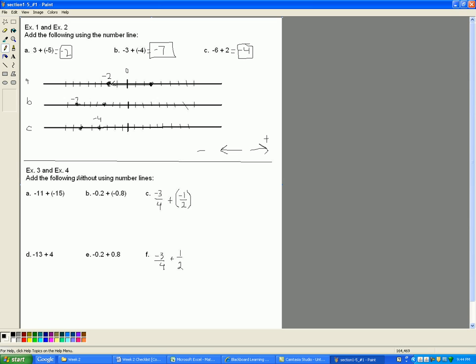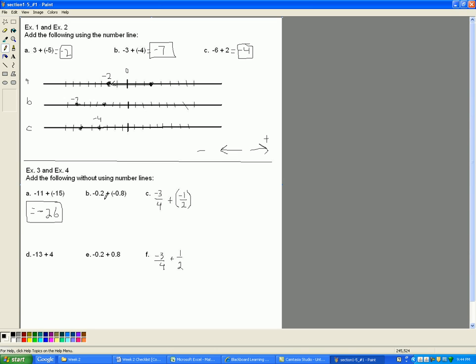Example 3 and 4 are also going to be kind of combined. They're going to ask us to add these without using the number lines. So just take into account what we found here. What we're going to start with is -11 plus -15. So we owed someone $11 and we owe them another 15 because it's a negative there. We owe that person a total of $26, right? So our answer should be -26. Money always helps to solve these types of problems. It really makes it easy.